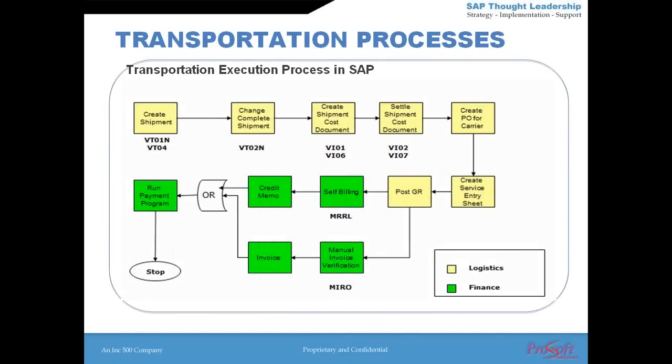So this is how SAP tries to look at this entire process of shipment to the customers. And when we handle it, you can see the transactions mentioned below in each of those boxes. The most important one is the third box, which is create shipment cost documentation. This is where the vital part of the entire cost determination gets drastically changed.